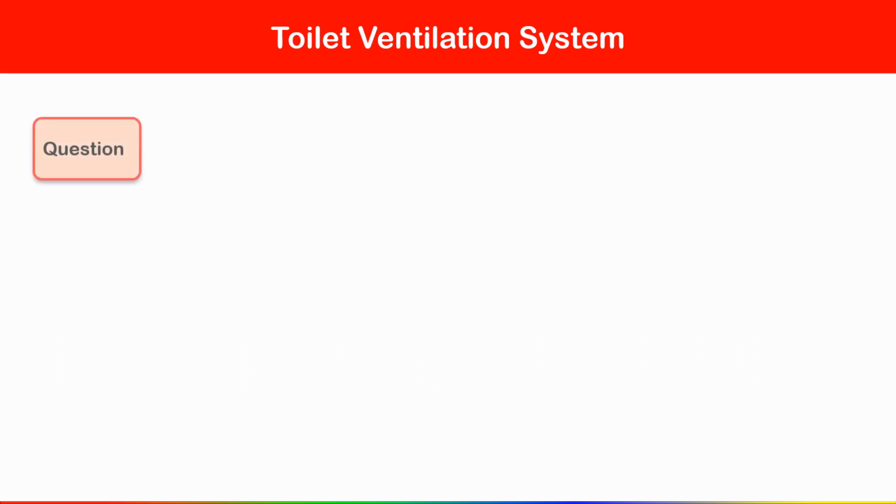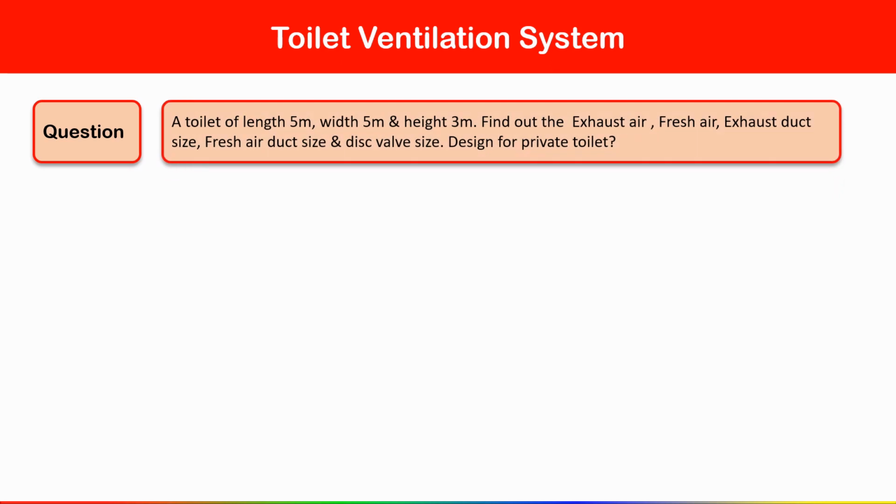See, now see the question here, what is written. Suppose we have a toilet of length 5 meter, width 5 meter and height 3 meter. Okay, just here I am taking an example. Suppose we have a toilet, the length of toilet is given 5 meter, width 5 meter and height 3 meter. Now what we have to find out?